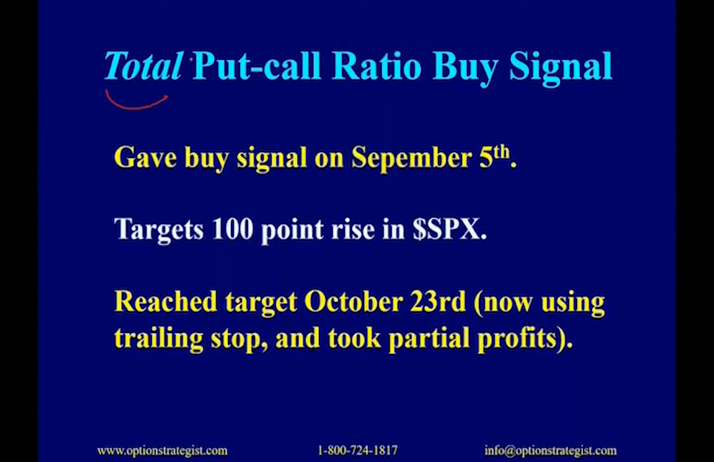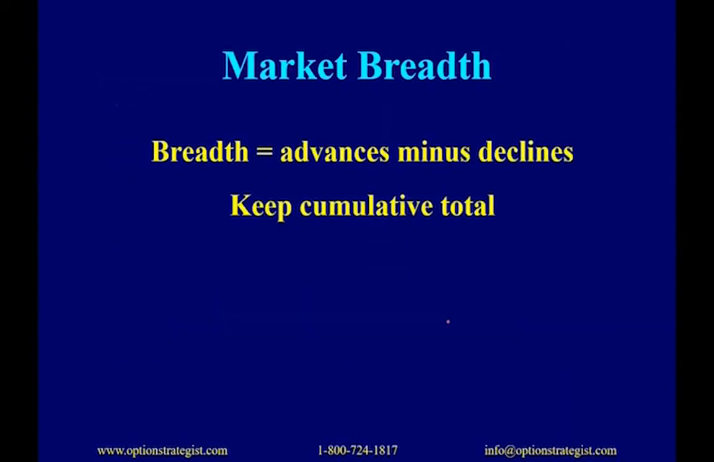Anyways, the total put call ratio gave a buy signal on September 5th, there's a little typo. And when this powerful ratio gives a buy signal, it calls for a 100-point rise in SPX, and that took place by October 23rd. So we're still in some of that position, but we took partial profits and we rolled up. Now that one I did buy out of the money because we had a specific target 100 points higher. So we did buy out of the money options for that one.